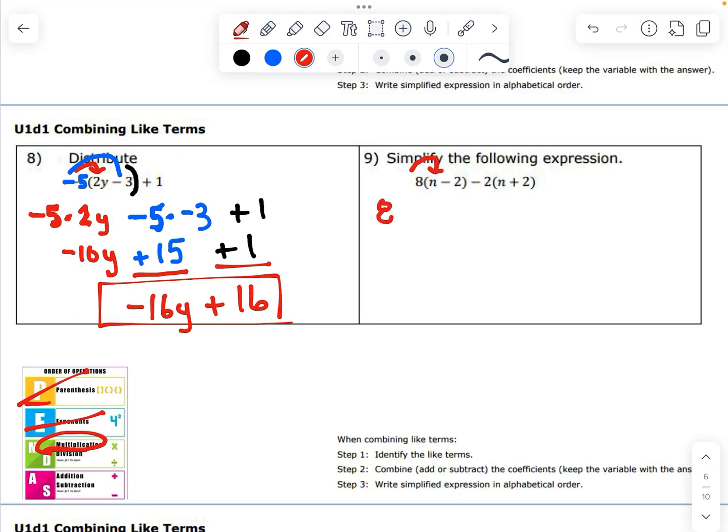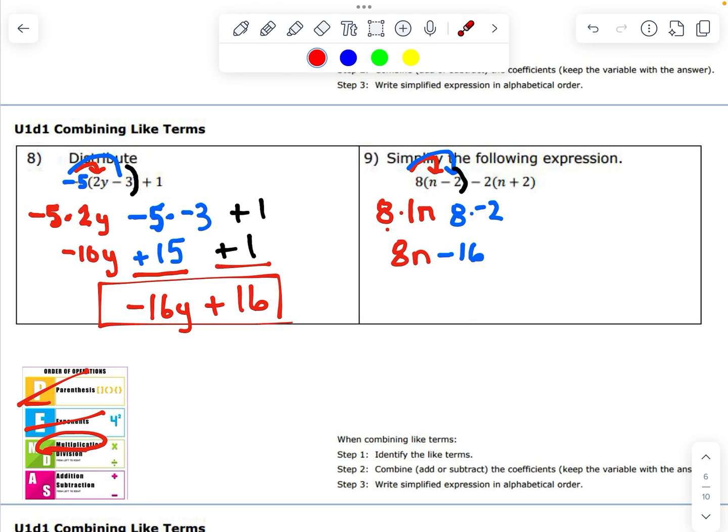So we have 8 times, the n has this imaginary coefficient of 1, so I'm going to write 1n. In your style, you may like to go ahead and multiply that and write 8 times 1 is 8n. At the same time, the 8 sees a -2 in the parentheses, so 8 times -2. Total that up, that becomes -16. Remember that parentheses stops the distributing from happening. We move on to this next little section.